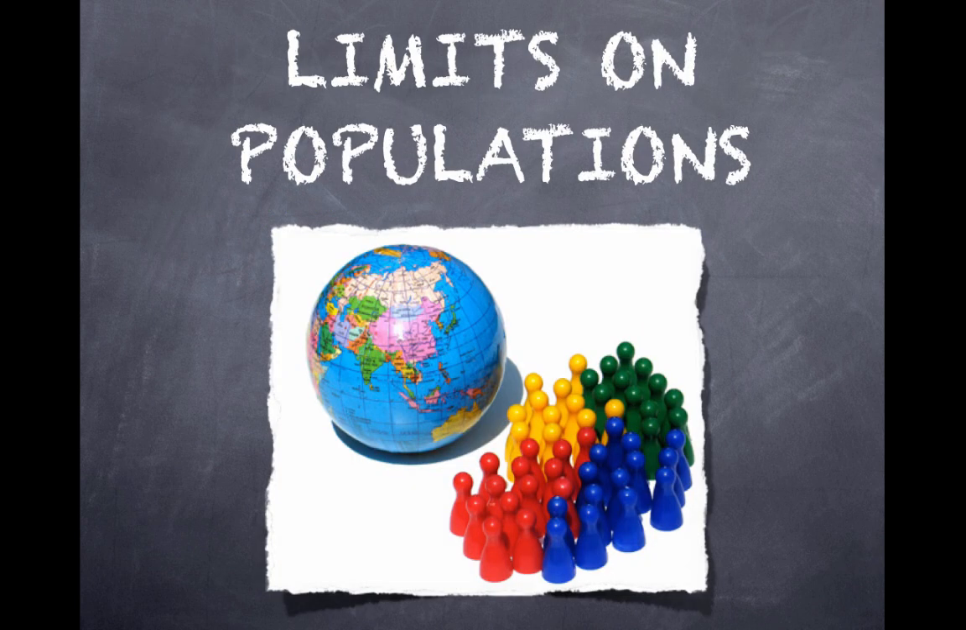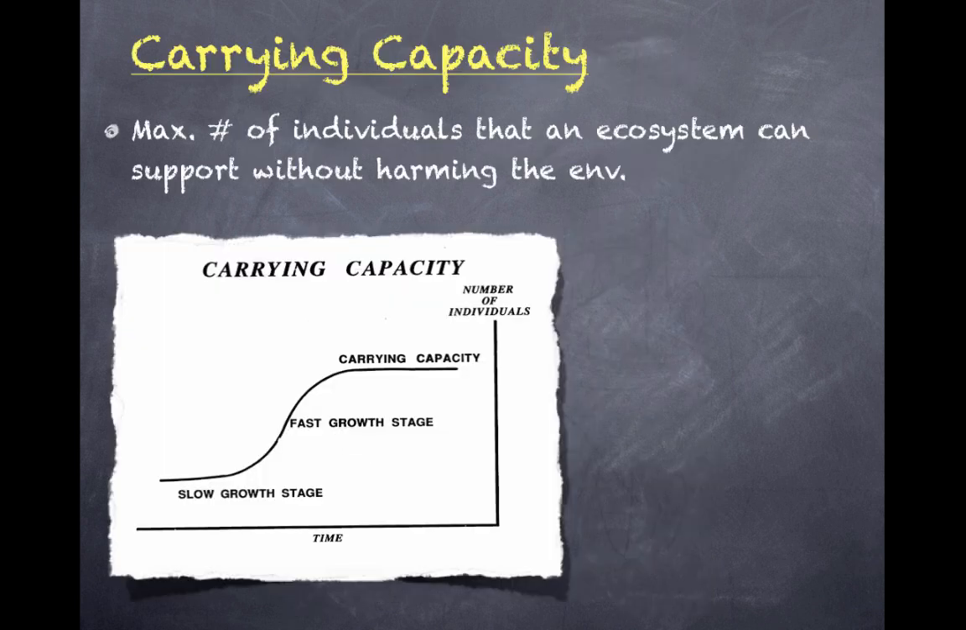There are limits to population, so there are limits to how large a population can get. There's something called a carrying capacity. A carrying capacity is the maximum number of individuals that an ecosystem can support without harming the environment. If you're looking at that graph there, what you'll notice is there's this plateau.